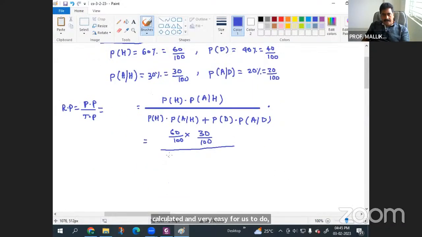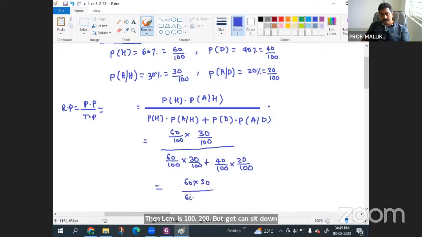Denominator: 60 by 100 into 30 by 100 plus 40 by 100 into 20 by 100. Right? Then the LCM is 100 into 100, it will get cancelled. So 60 into 30 plus 40 into 20. Right?